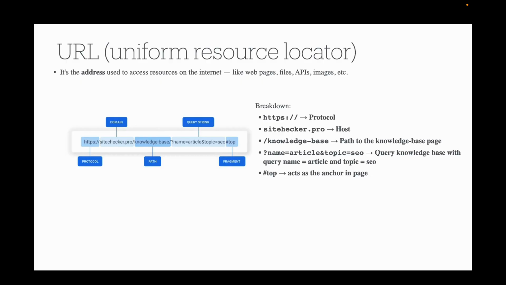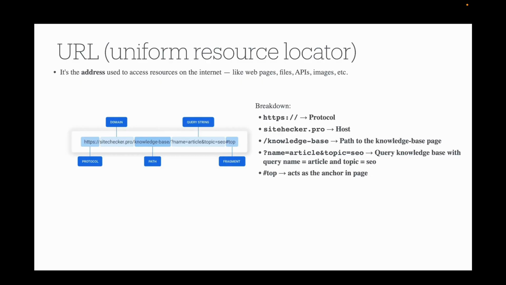After that, we have the path or path parameters. The path starts from a slash, so anything written after the slash, we have knowledge-base in our case, is the path parameters. These path parameters tell the path to the actual resource, to the actual data, to the actual table. Like in our case, it is knowledge base, so it is telling us the path to the knowledge base page or the table.